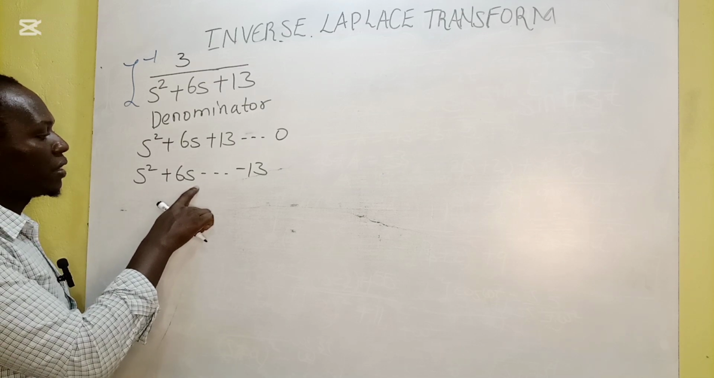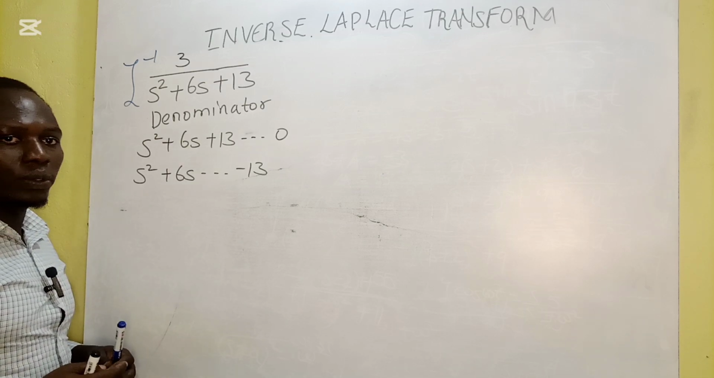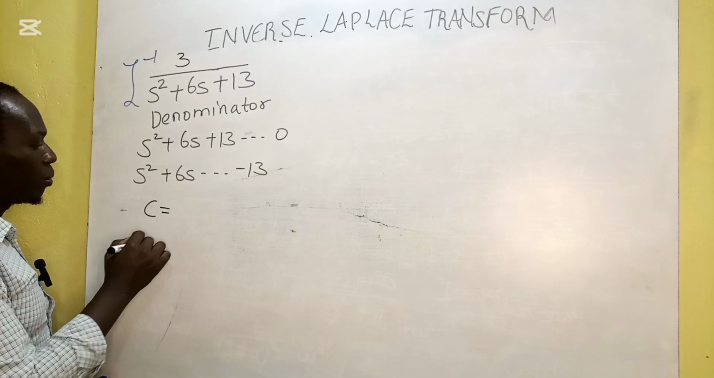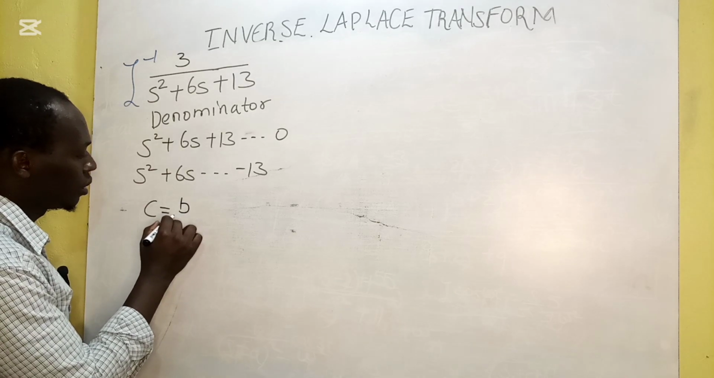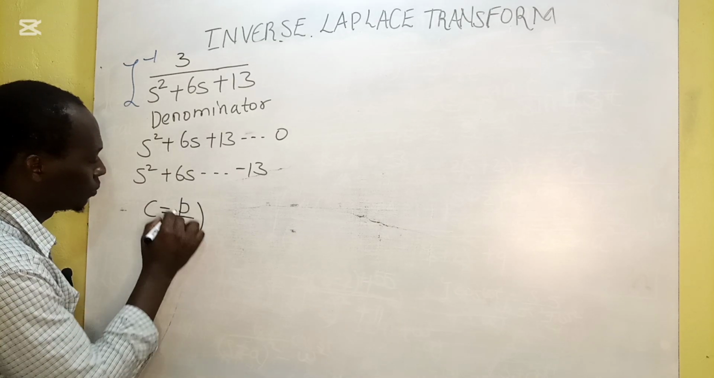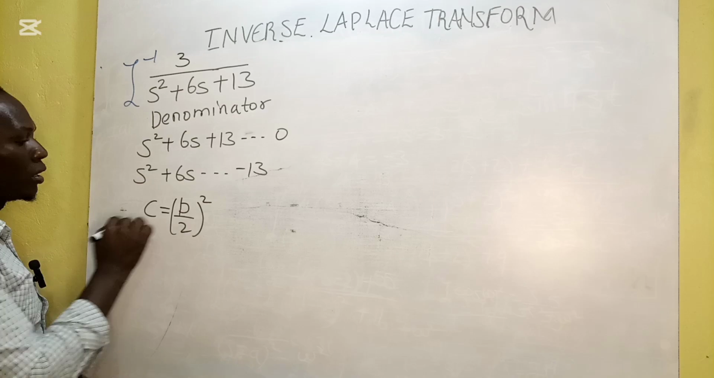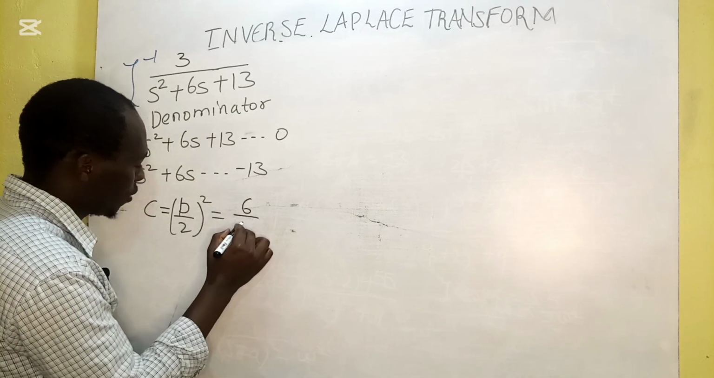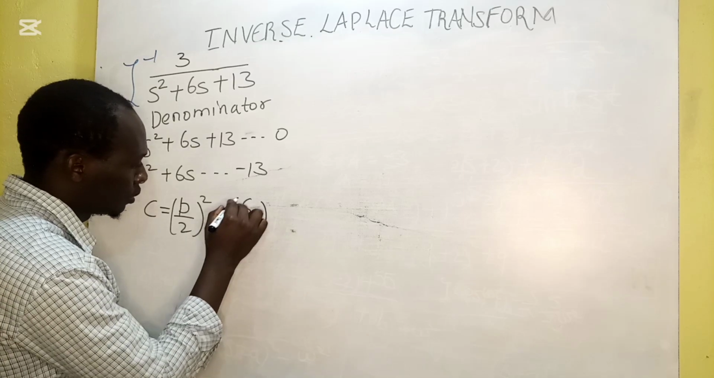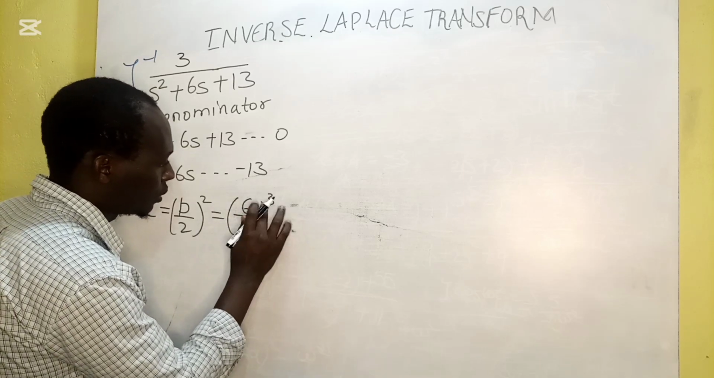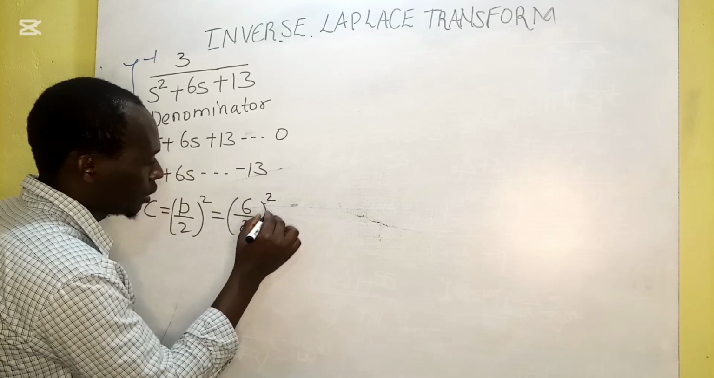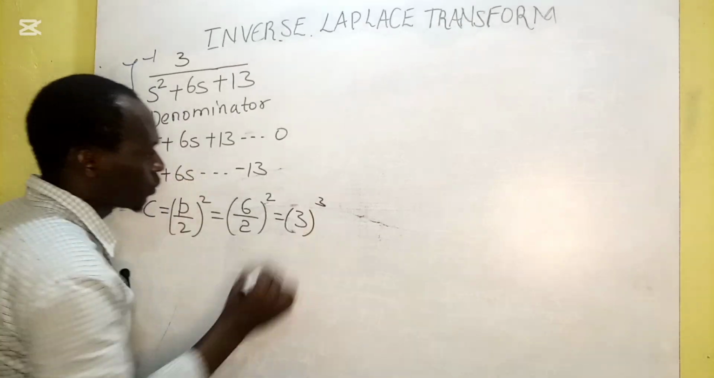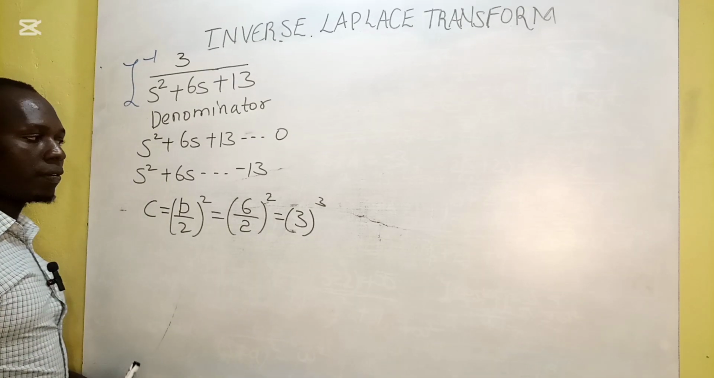For us to simplify this equation, we must introduce our term c. For c, we are going to use the formula c equals b all over 2, everything squared. This means 6 all over 2, squared. And here we are going to have 3 squared. This is now the value of c.